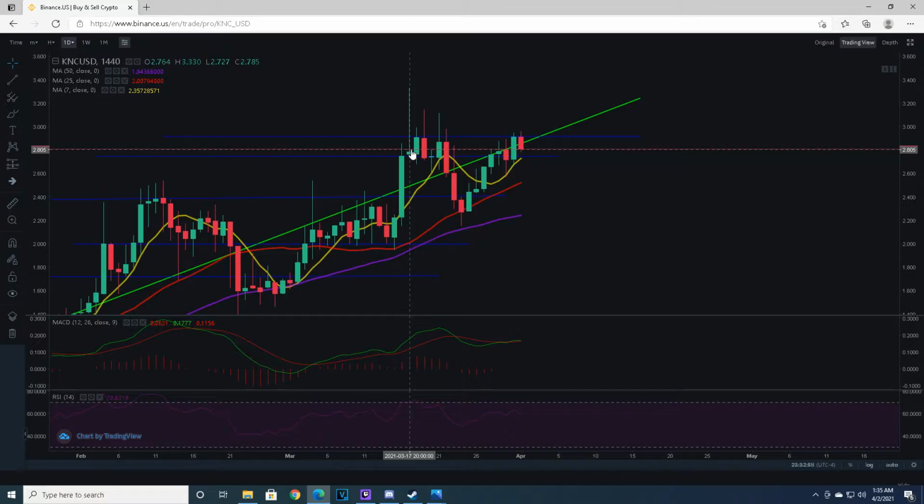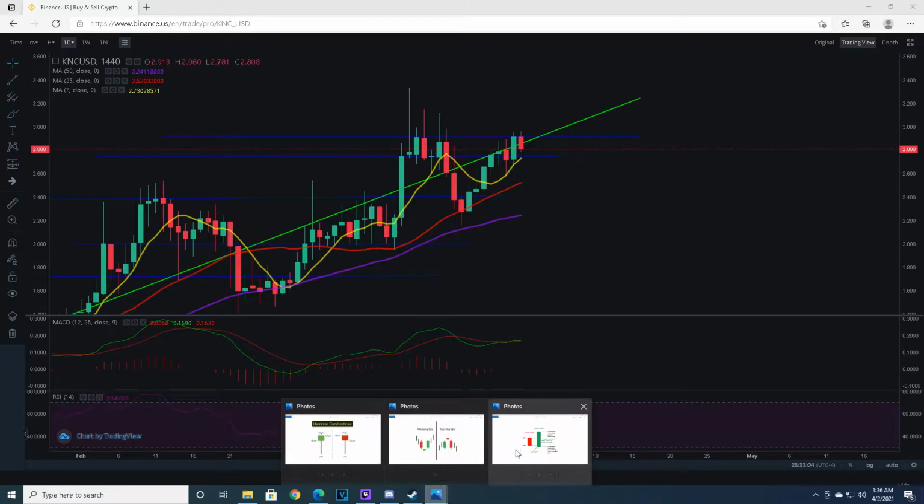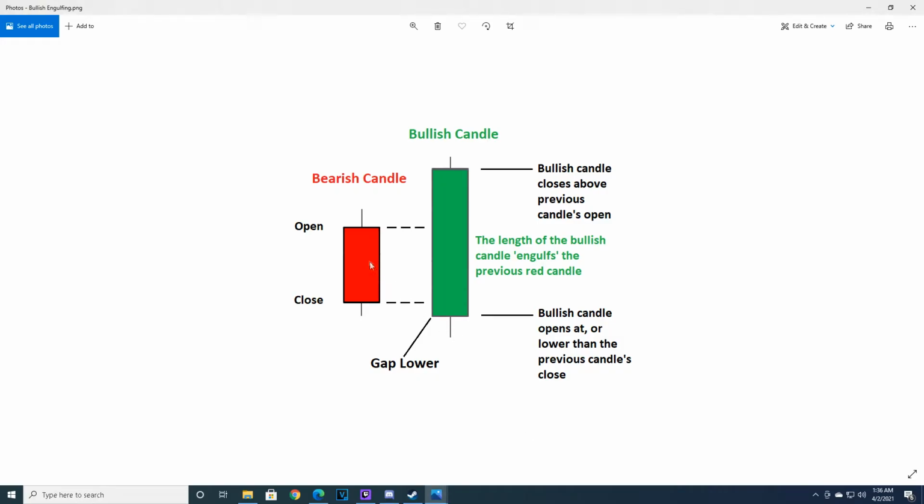Alright guys, we're going to go into the two candle bullish. The two candle bullish is a bullish engulfing. You're coming down a downtrend and you have this red candle, and then your next candle is a green candle that is bigger than the red candle. It engulfs the bear candle. The bull engulfs the bear, bullish engulfing candle pattern.